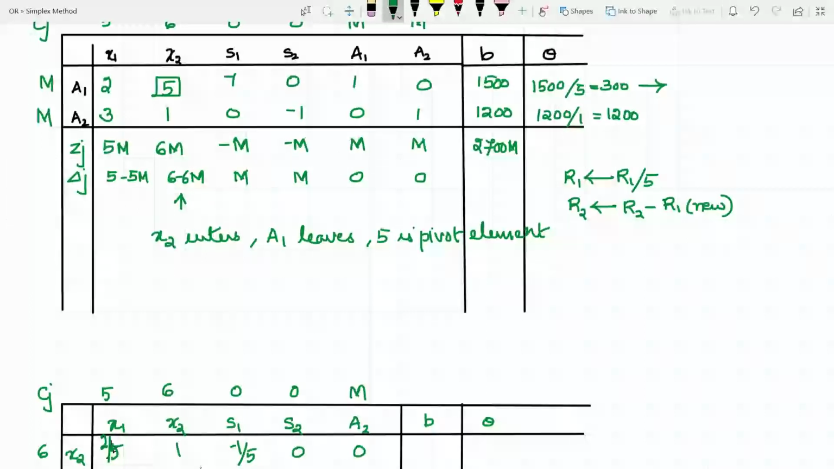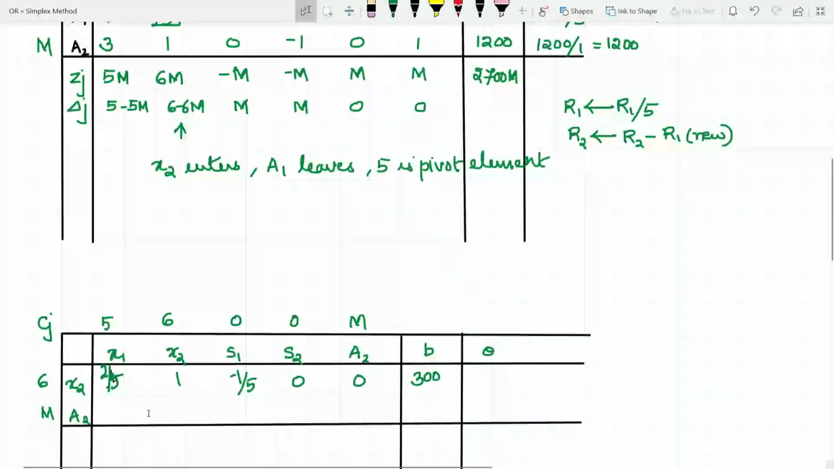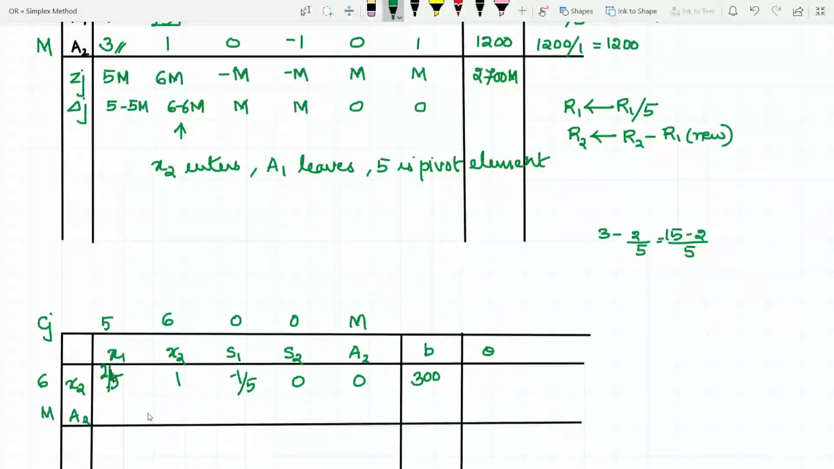Okay. Now to find R2. R2 the value 3. ആദ്യത്തെ value 3. Based on this one you have to do. So this is 3 minus 2 by 5, which is equal to 15 minus 2 by 5, which is equal to 13 by 5. Okay, so this is 13 by 5.